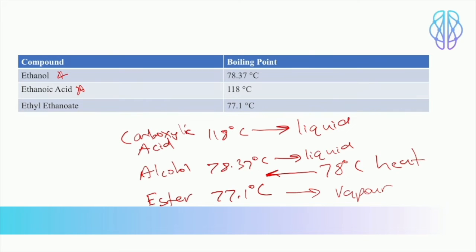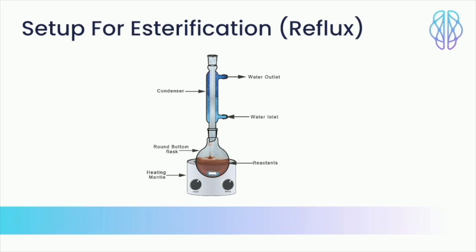I can then collect this vapor using my distillery, cool it down, and in a separate chamber, in that vial where it's cooled down, I would have only ester, and that's essentially the concept behind distillation. So this is a fairly rudimentary setup for esterification, and this is what we call reflux, the reflux method behind esterification.